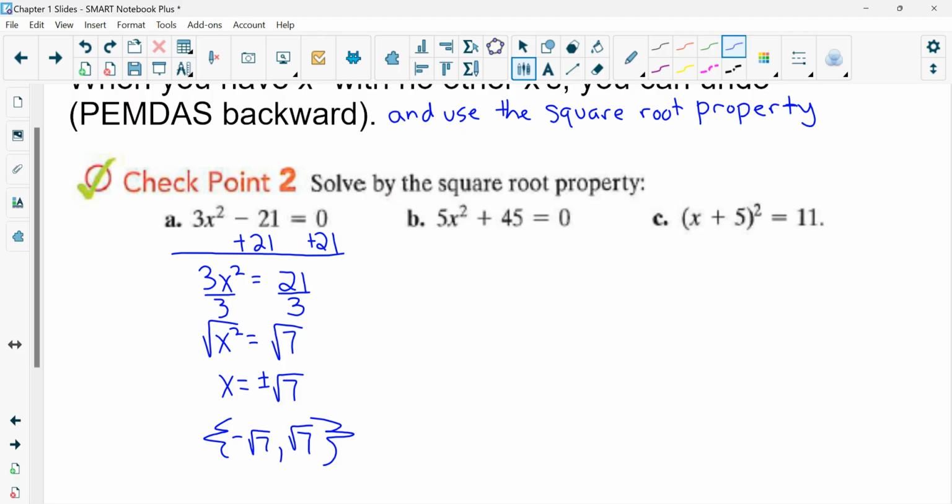For the second one, again, we don't see any other x's. We just see an x squared, so that means we can use the square root property. We're thinking PEMDAS backwards, so we undo addition subtraction. So I'm going to undo the addition of 45 by subtracting 45. We're undoing the multiplication of 5 with division by 5. So we get x squared equals negative 9.